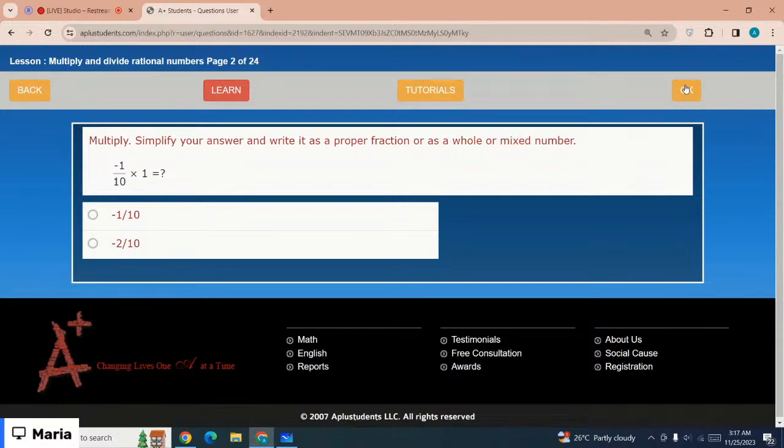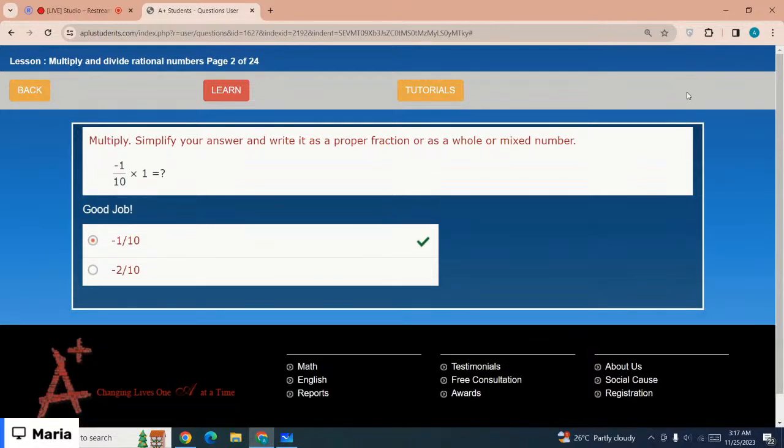Okay, negative 1 times 10 times 1. So, which is the correct option when you multiply any number by 1? The answer is exactly the same number. So, that is negative 1 over 10. Option number 1 is the correct option, right? Negative 1 times 1 over 10 times 1 is negative 1 over 10. So, option number 1 is the correct option.